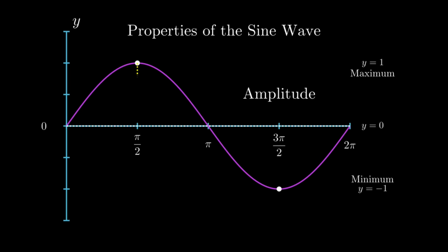The amplitude is defined as half the vertical distance from maximum to minimum. Simply find the difference between the maximum and minimum, here we have 1 minus -1, and then divide that by 2. In overly simplified terms, the amplitude effectively tells us how big the wave is.